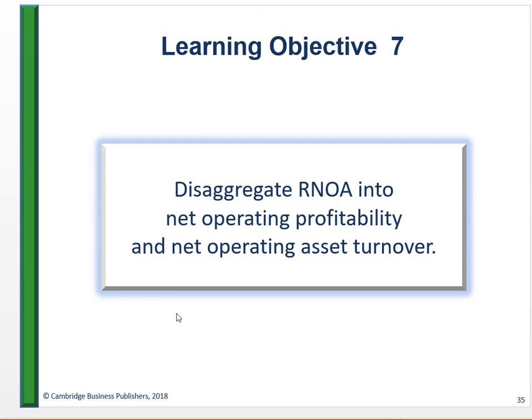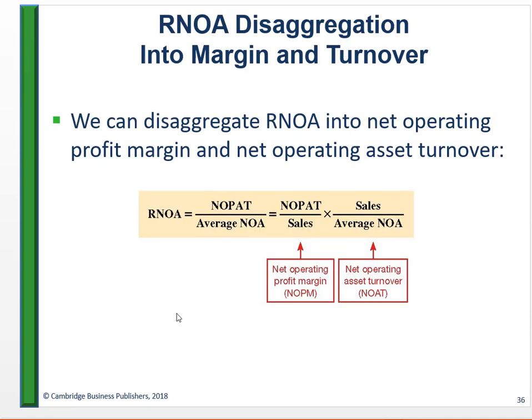Okay, moving on to learning objective 7. Let's disaggregate return on net operating assets into its subcomponents of net operating profitability and net operating asset turnover. Now this should sound familiar because just like we disaggregated return on assets using the DuPont method, we're going to take those same components, only this time with an operating focus, and disaggregate return on net operating assets. So we have our formula here, NOPAT over average NOA. We're going to take NOPAT over sales and sales over average NOA.